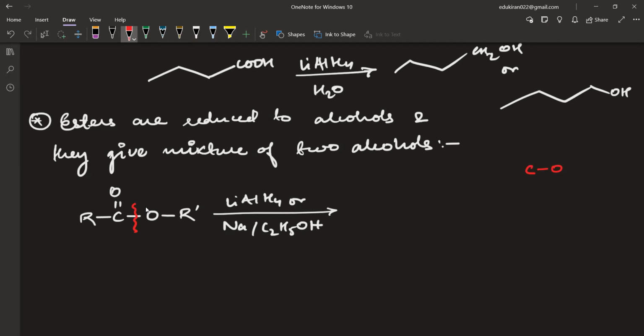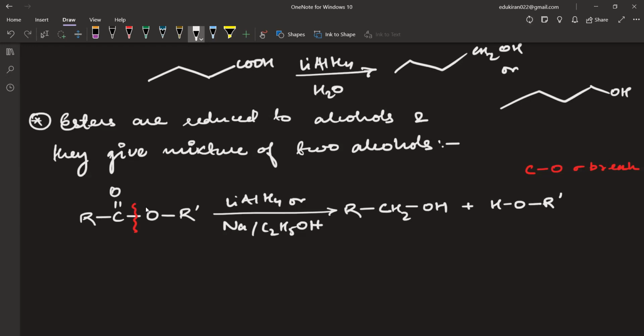The CO sigma bond breaks. Because we have here C double bond O also, so the C double bond is not breaking. CO is breaking. And what is going to happen here? You will give hydrogens to carbon and hydrogen to oxygen. So from RCO, you are going to get RCH2OH. And from here, you will get one hydrogen to this oxygen, and you will be getting hydrogen, oxygen, and R dash.